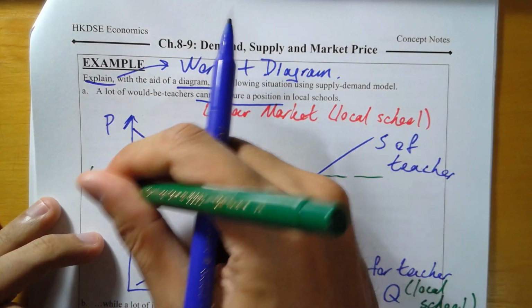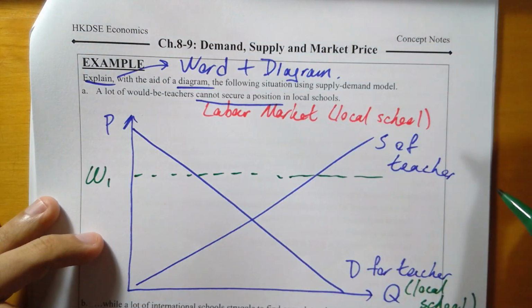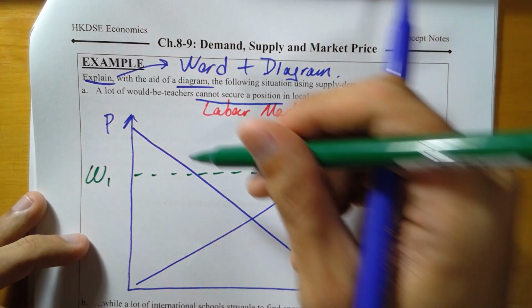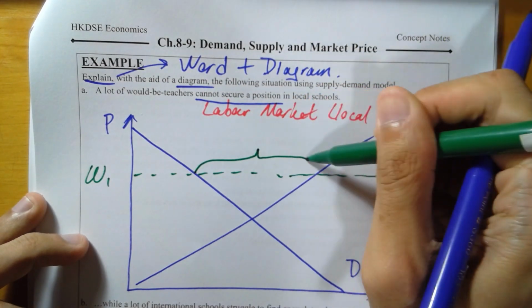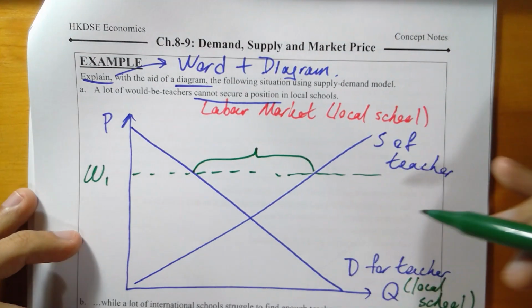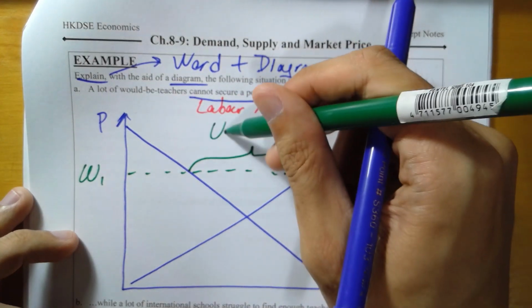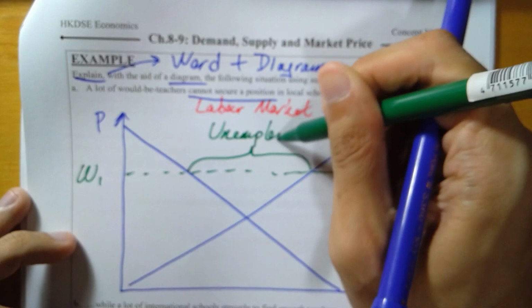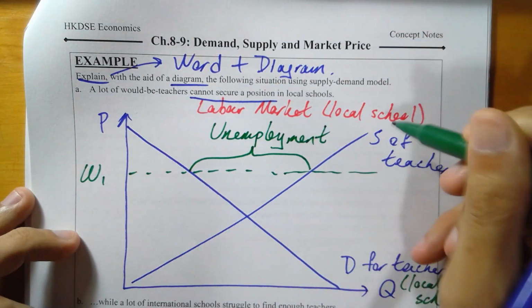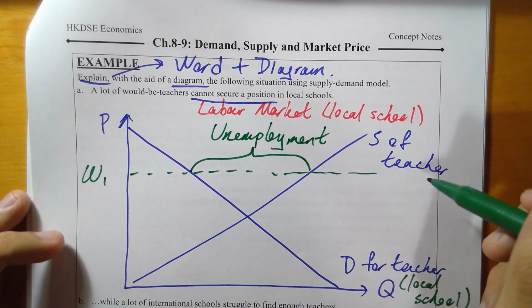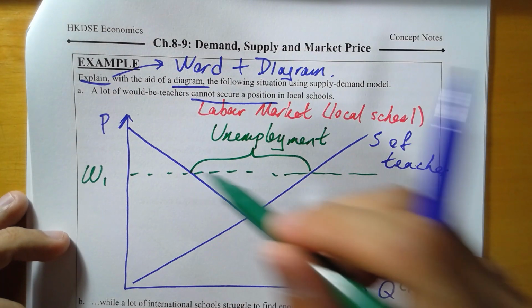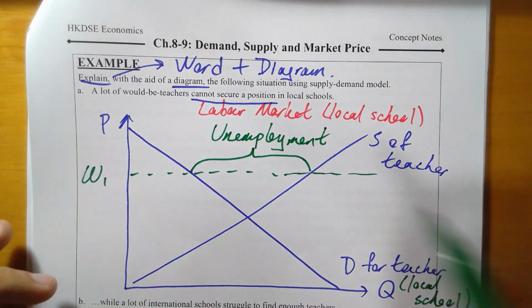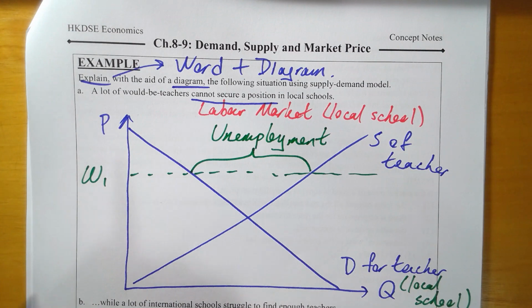The wage here, wage 1. You see, this is the reason why some of them cannot find a job. This is unemployment. 太多人想揾工，但係冇人請人啊。Okay? Unemployment.